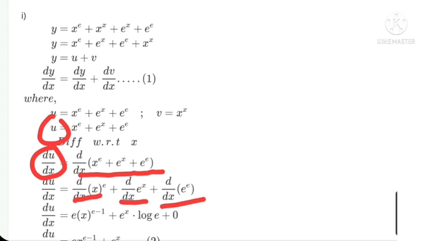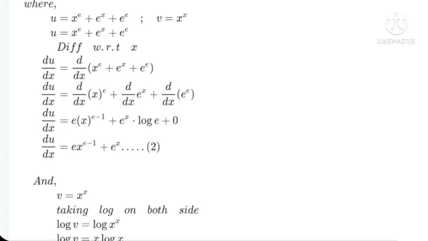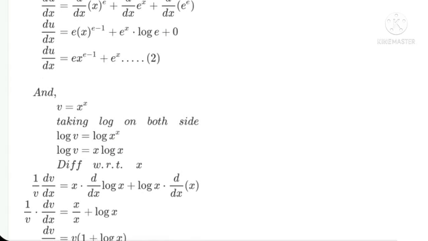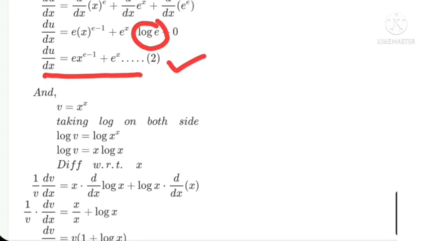So what is the derivative of x raised to e? e into x raised to e minus 1. What is the derivative of e raised to x? e raised to x into log e, and derivative of e raised to e is 0. So we get du by dx is equal to e into x raised to e minus 1 plus e raised to x, because log e is 1. Okay, here we first find du by dx.